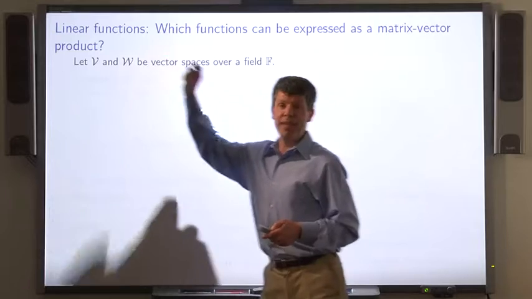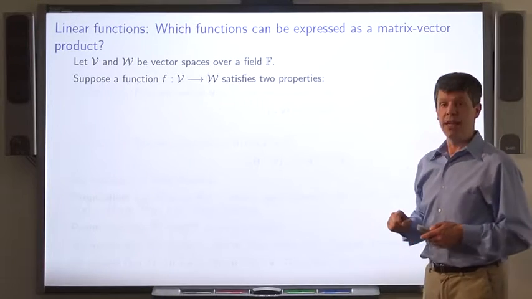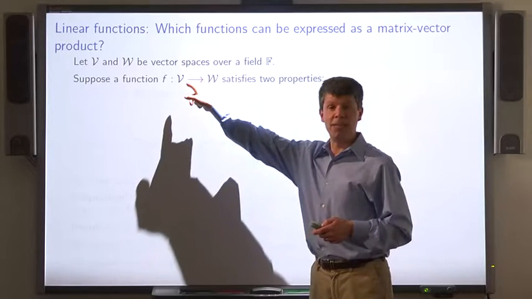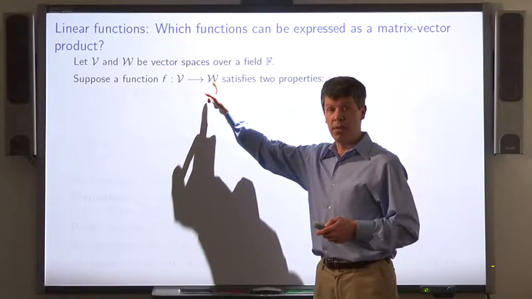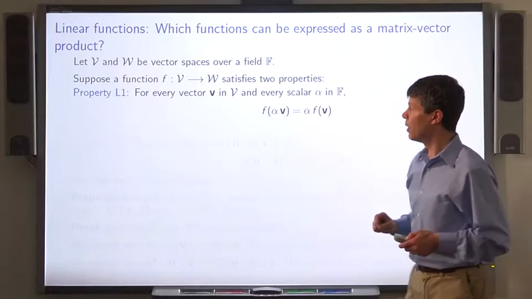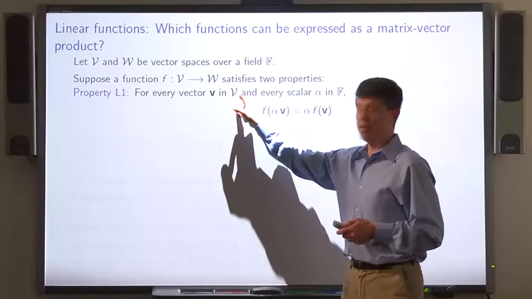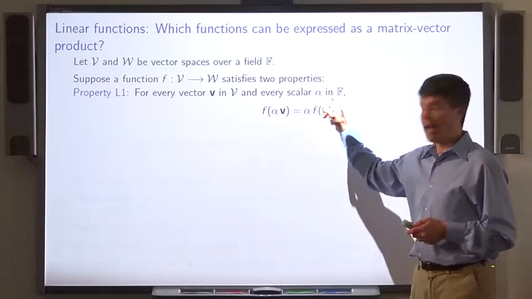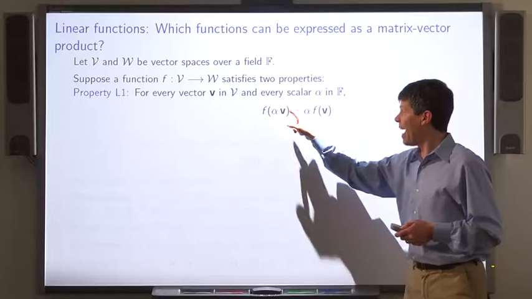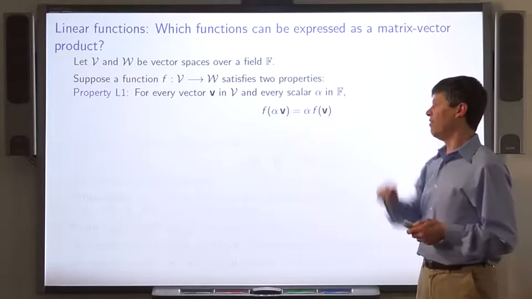Let big V and big W be vector spaces over some field, and suppose a function whose domain is big V and whose codomain is big W satisfies the following two properties. Property L1 is that for every vector v in big V and every scalar alpha, f of alpha times v is the same as alpha times f of v.